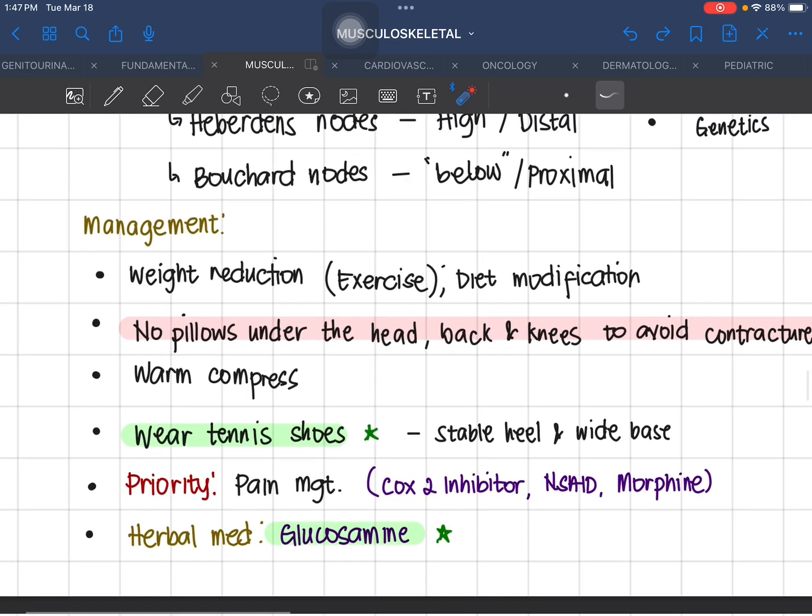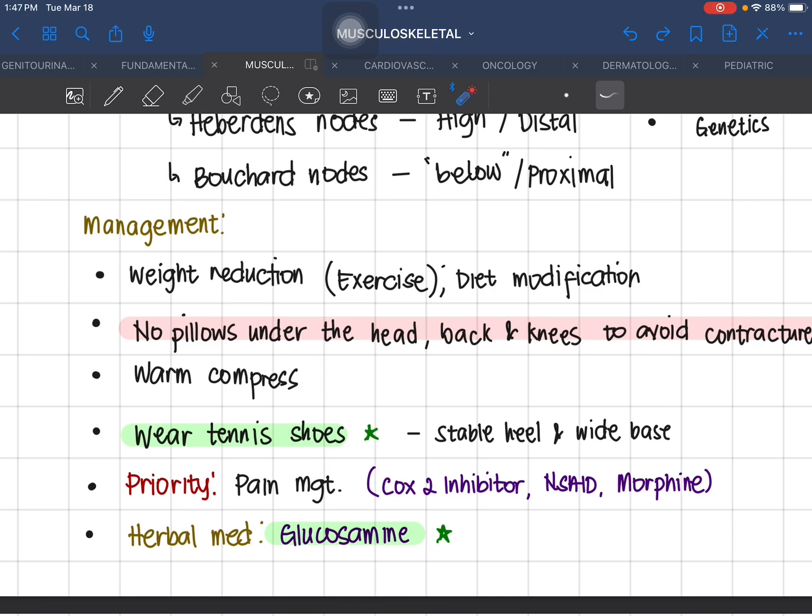So, ano nga bang management natin for osteoarthritis? Of course, dahil nga isa sa risk factors niya ay obesity or overweight, i-advise natin o i-educate natin si patient to go on weight reduction o exercise, to also diet modification.